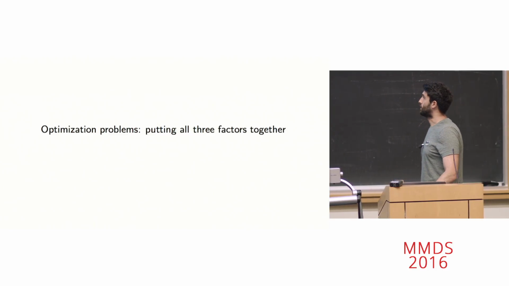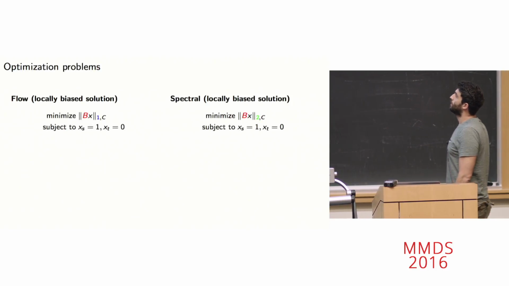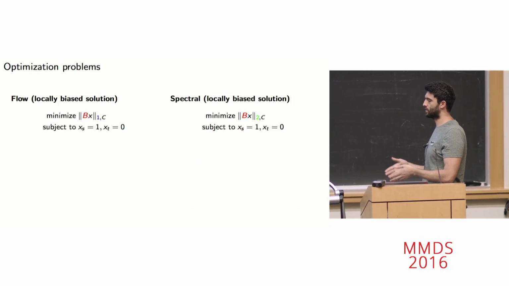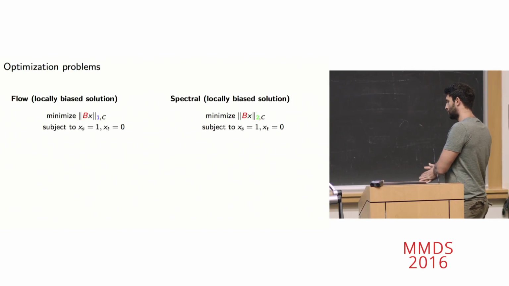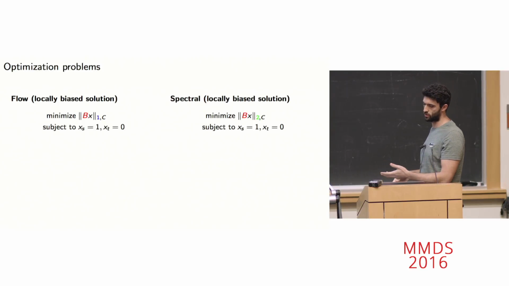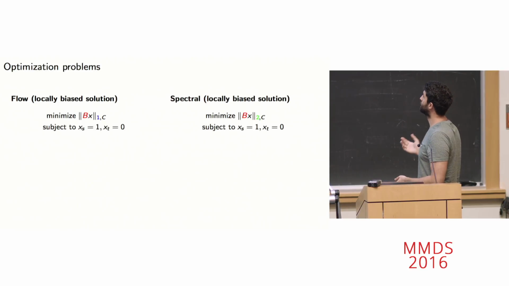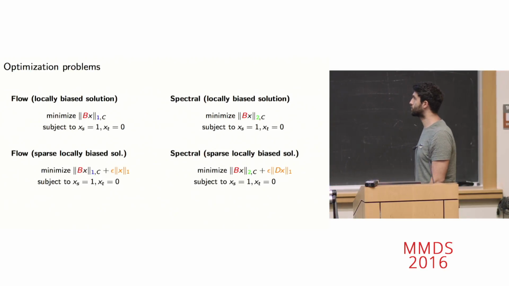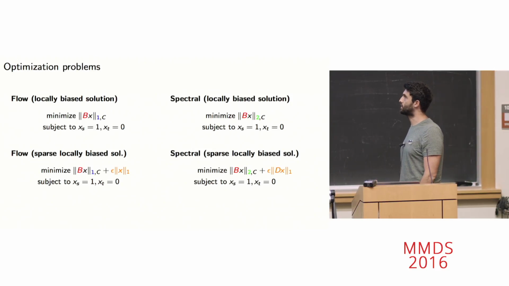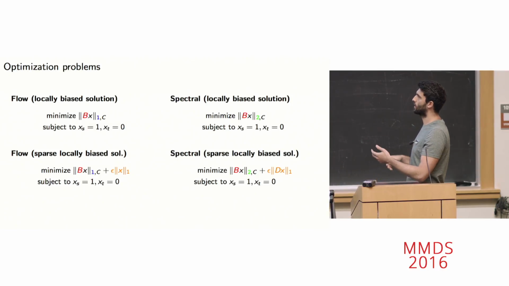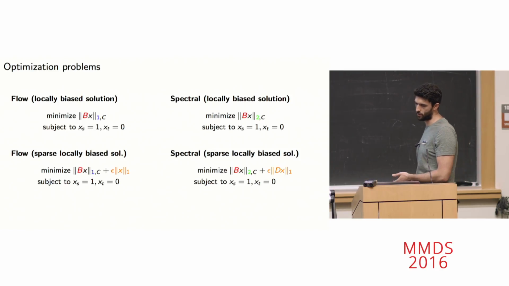So let's put everything together, all these three properties. Now, the first one is localizing bias. This is captured by the matrix B. The bias of the solution towards the seed set is captured in the matrix B. Now, if it's a flow, we just measure distances with respect to the L1 norm. If it's a spectral, we measure distances with respect to the L2 norm. And what happens if we want to have a sparse solution? Then we simply impose some L1 regularization. So L1 regularization gives us a sparse solution, and this is exactly the same scenario for flow and spectral. We can have L1 regularized flow and L1 regularized spectral.